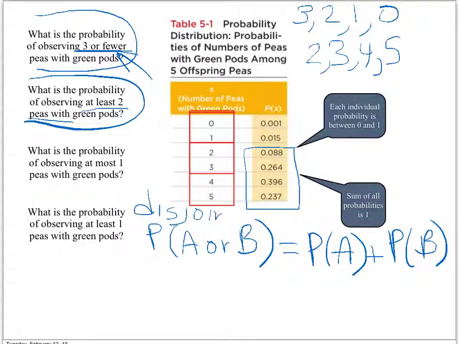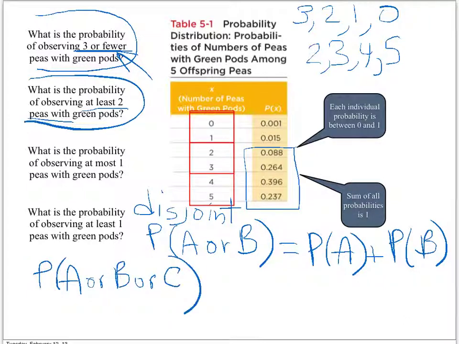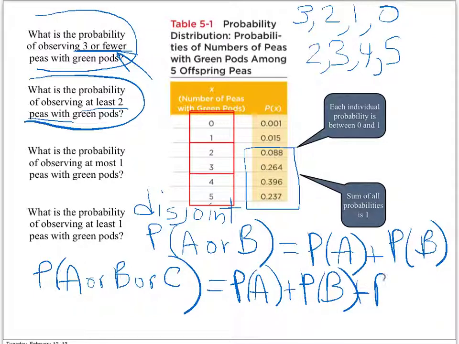Now we know all these events are disjoint because you can't have 3 peas and 2 peas at the same time. If you have 3, then they're all disjoint. They're disjoint events. So the probability of A or B or C, if A, B, and C are all mutually disjoint events, you can just add those probabilities together. And so that's why we can just add the probabilities in this table together, because these events are disjoint, and so they can't all happen at the same time. One or the other will happen. So that's why we can add them together.